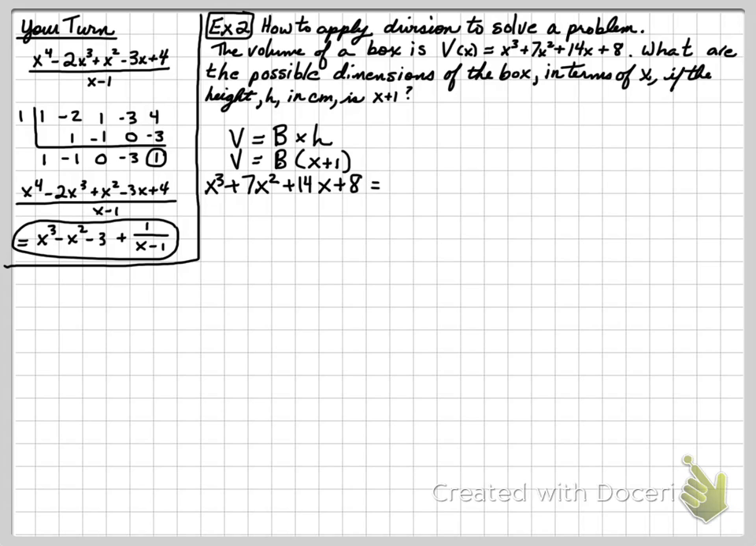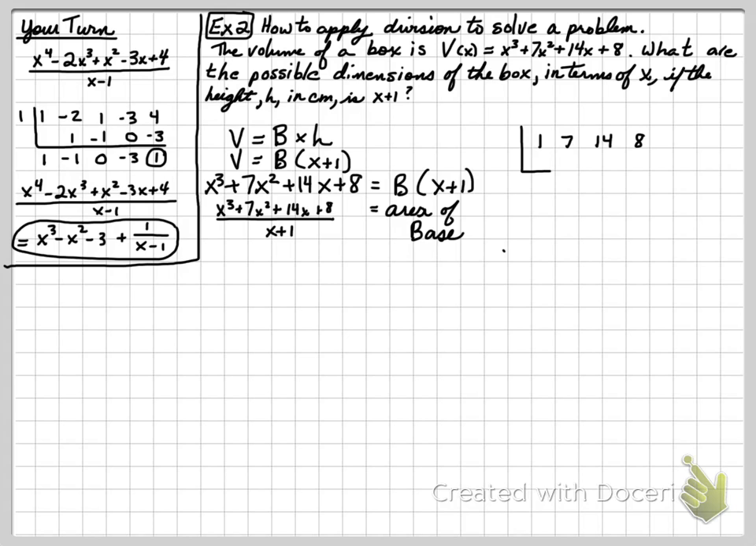Plugging that in, we can divide both sides by x plus 1 to figure out the area of the base. And the area of the base will be the volume divided by x plus 1. And if you go ahead and do that, the remainder is 0, which means it can be divided into it evenly. So the area of the base is x squared plus 6x plus 8.